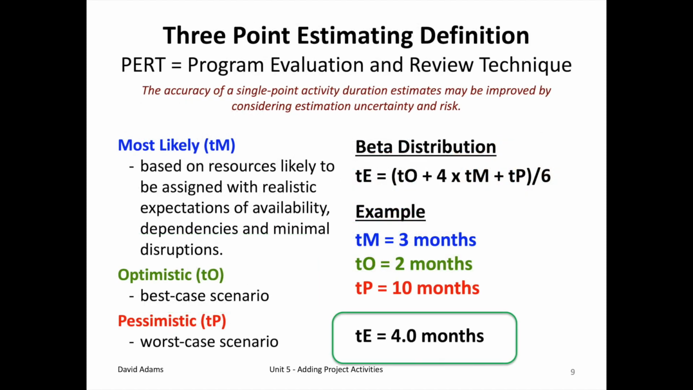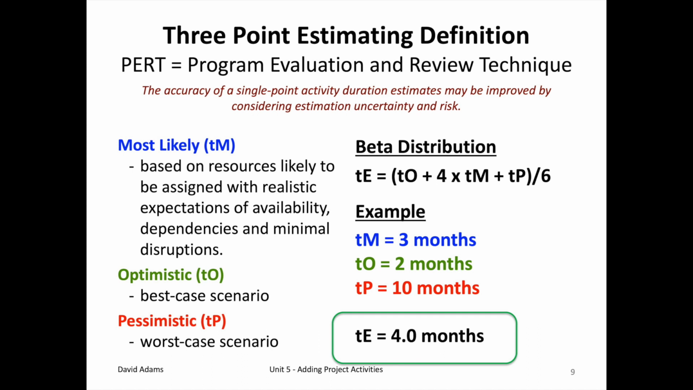We're going to introduce you to the 3-point estimating definition, something called PERT, an acronym that stands for Program Evaluation and Review Technique. And the point is the accuracy of a single point activity duration estimates may be improved by considering estimation uncertainty and risk.